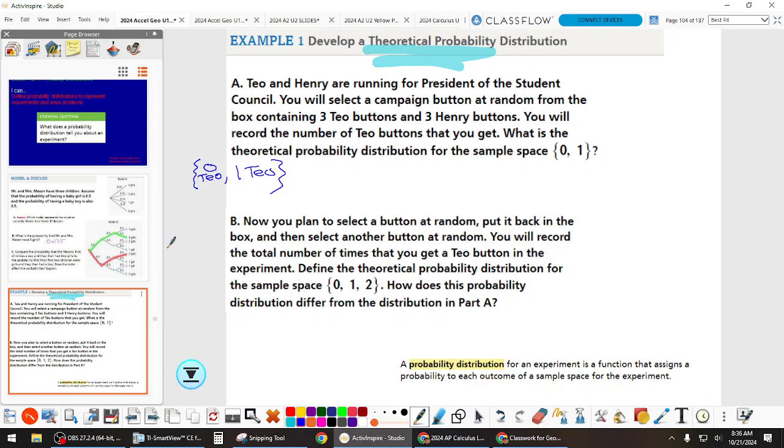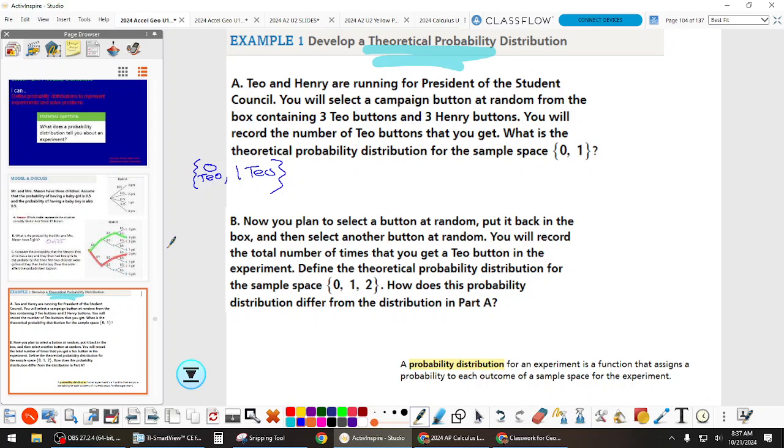So what is the theoretical probability of 0? What is the theoretical probability that I reach in and I don't get a TO button? 3 out of 6. Yeah, it's 3 out of 6. And how about the probability that I get a TO button? Also 3 out of 6. So this is a 50-50, right?